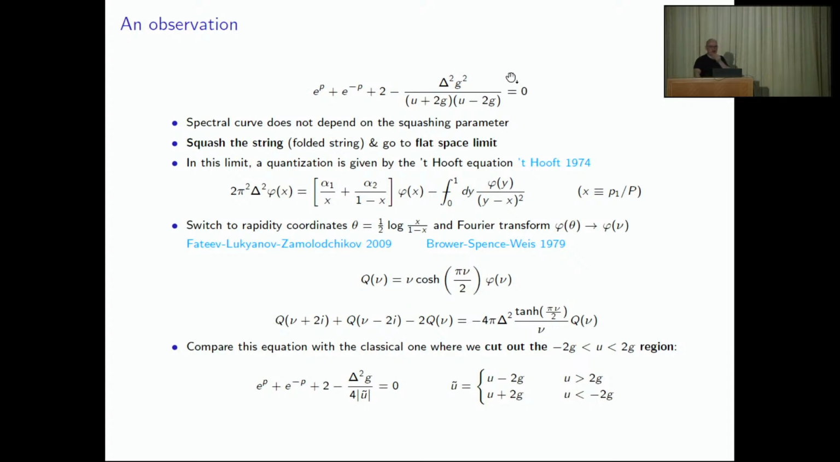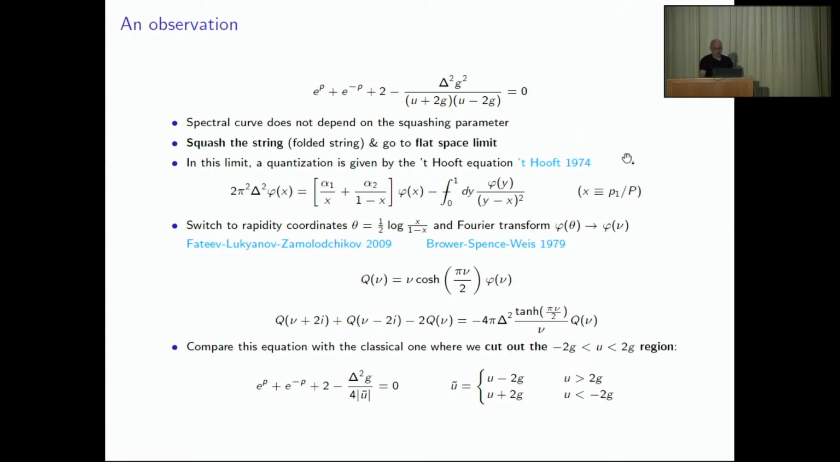So here is the spectral curve again. And as I told you, the spectral curve does not depend on this squashing parameter. You can compress the string completely, and you end up with 2 endpoints connected by a string. So you squash the string, and you can also go to the flat space limit. Who cares about AdS3? Go to the flat space limit, so you really just have 2 sort of quarks connected by a string. And in this limit, the quantization probably should be given by the 't Hooft equation.